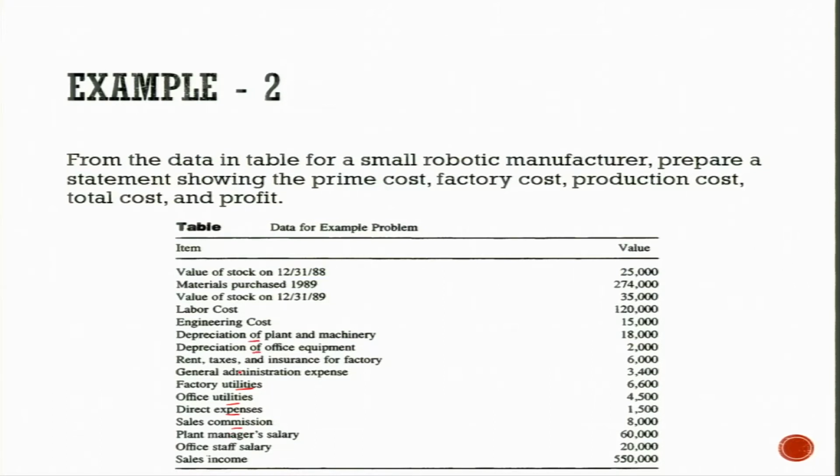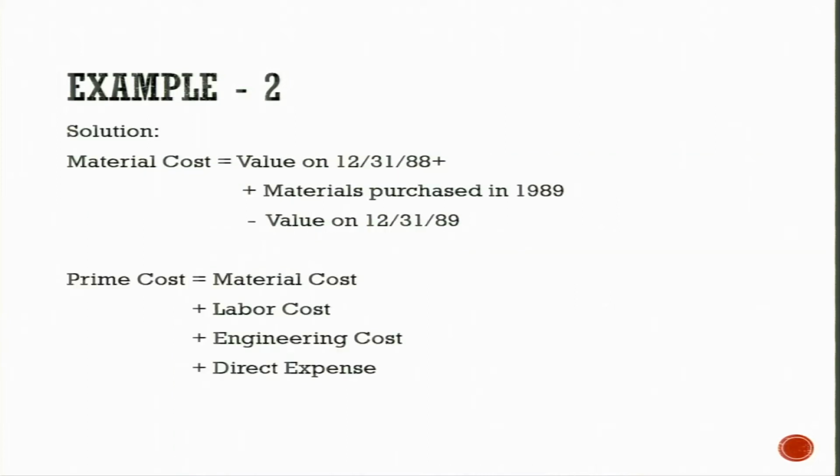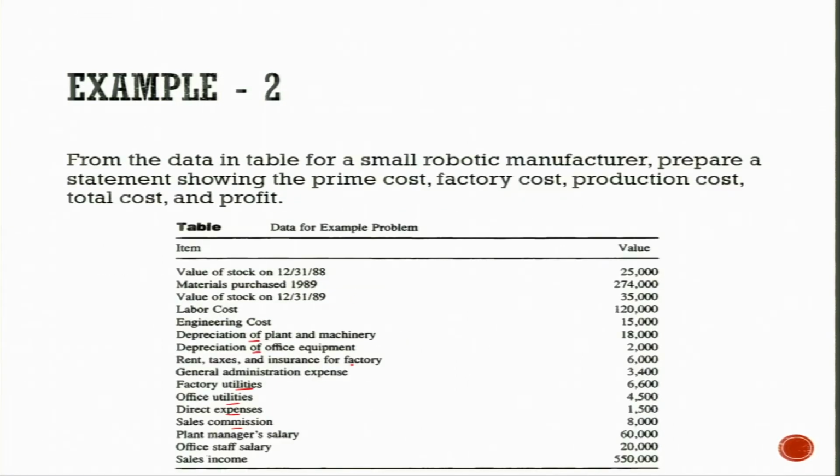Where would these costs fit well, whether in the prime cost or in the overhead cost? For that, I have given here the material cost. Again, you only need to put the values here: the value for the material in 1988, then purchase in 89, minus the value of 89. Then prime cost is directly the material cost plus labor cost plus engineering cost, direct expense. So, this is given there directly.